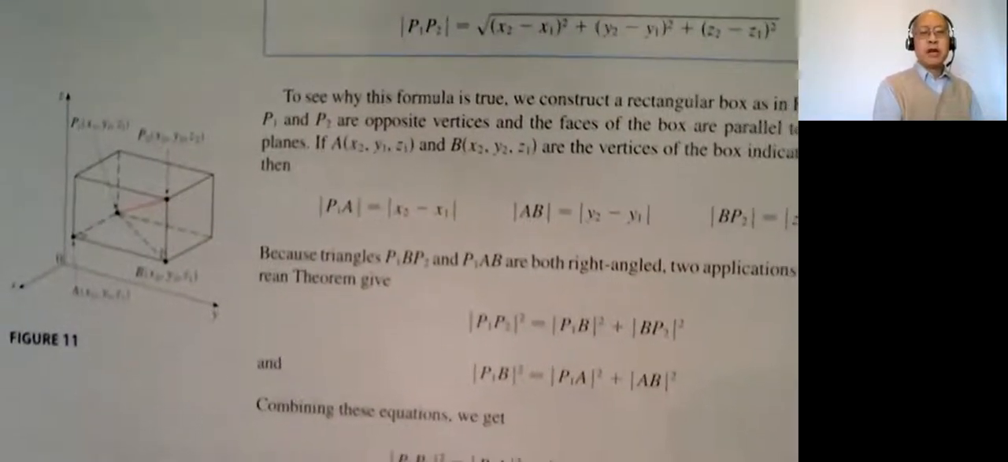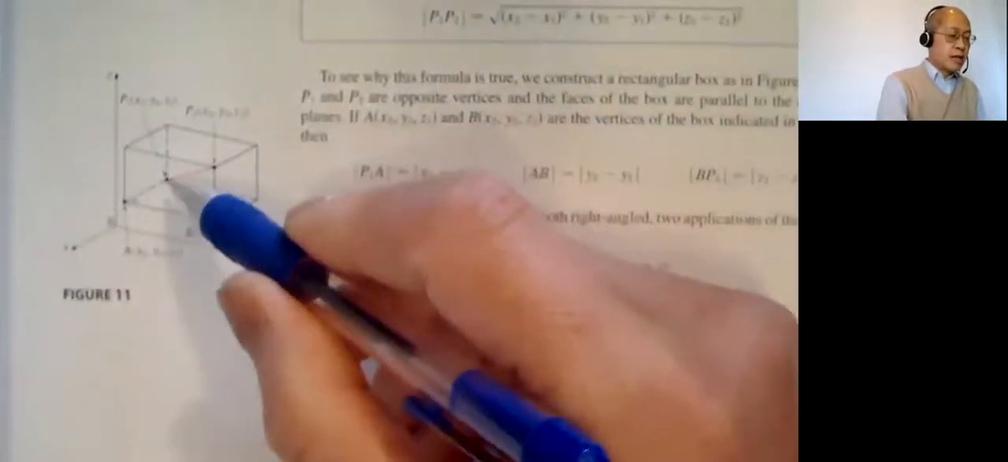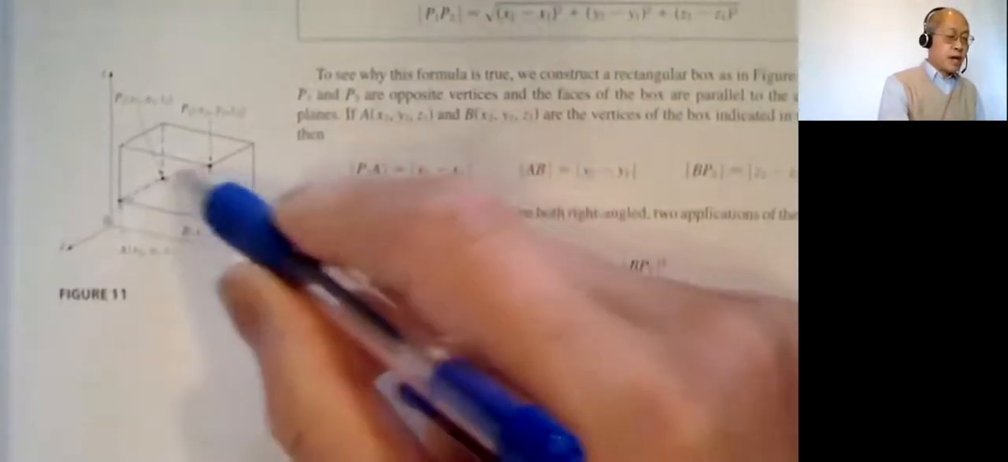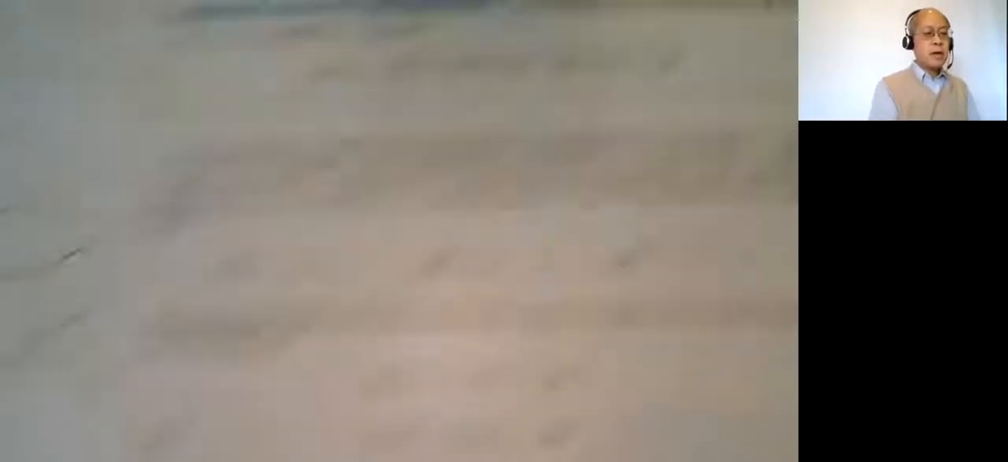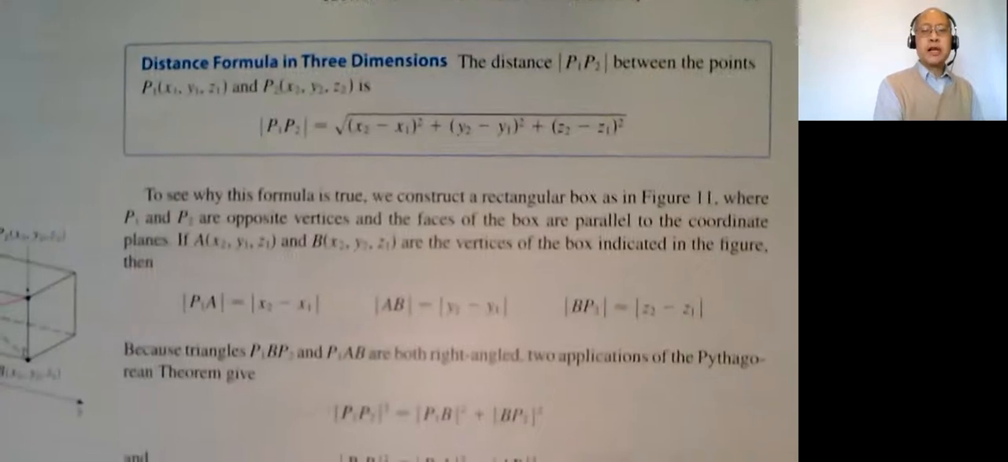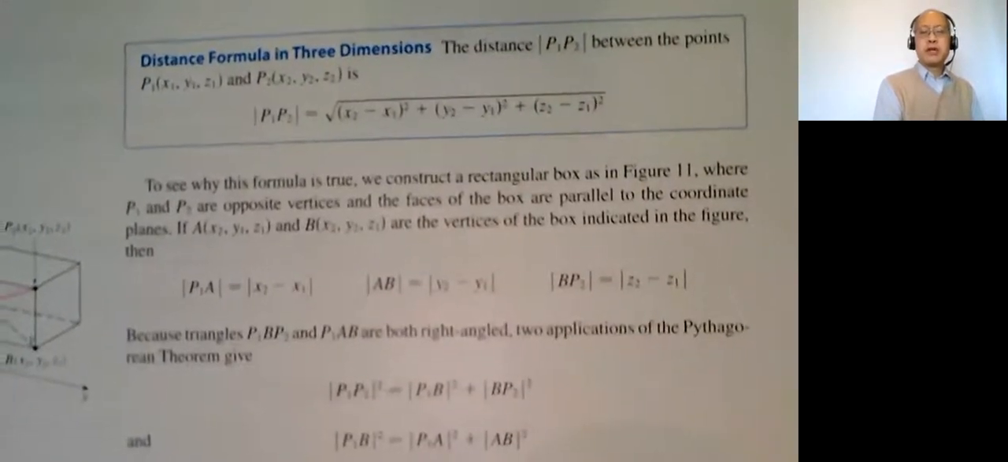If you're not sure about that, you can show that the Pythagorean theorem does hold. Let's say that the Pythagorean theorem holds for this triangle, and then it would also hold for this triangle, and you get what you want. Okay, so the distance between 2 points is the square root of (x2 - x1)² + (y2 - y1)² + (z2 - z1)².